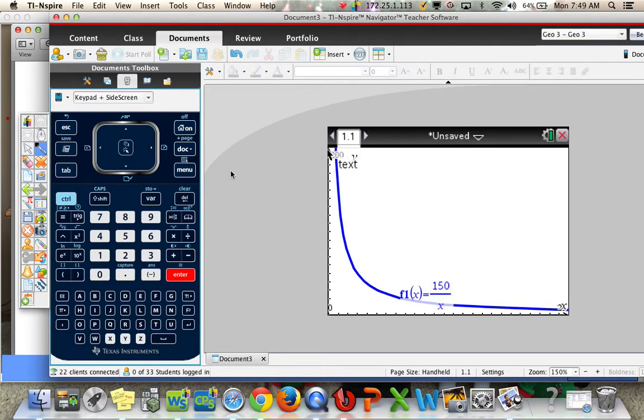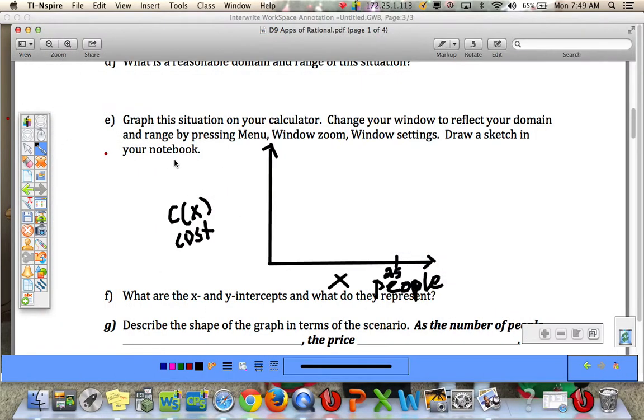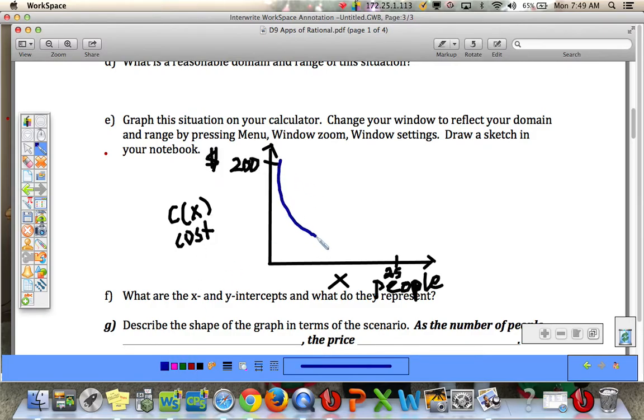Excuse me, this was 200 up here. And if we sketch that function, well, there's what it looks like. What are the x and the y-intercepts, and what do they represent?